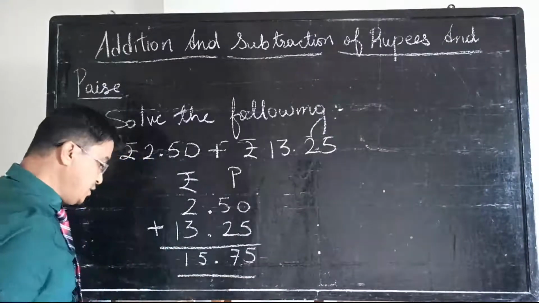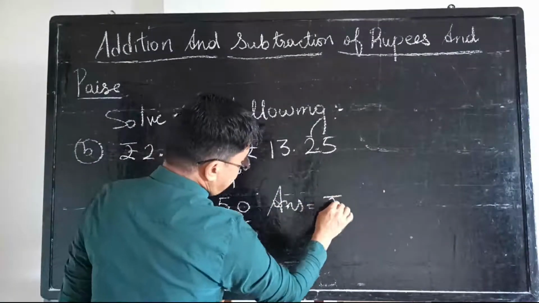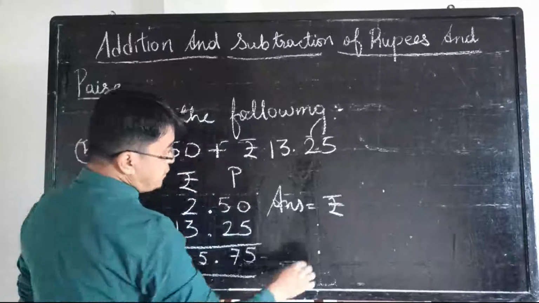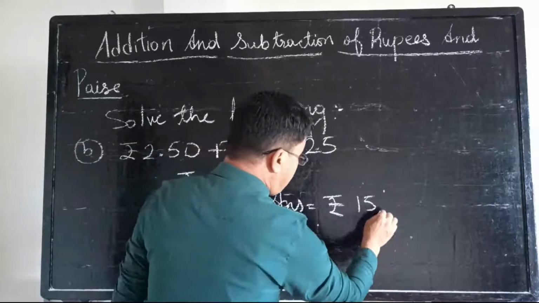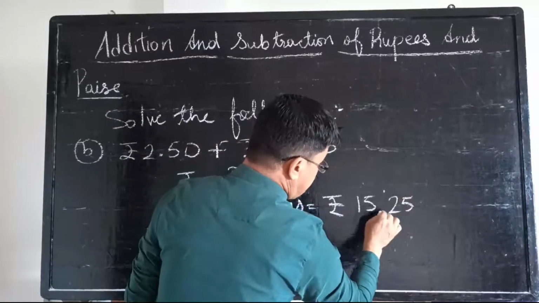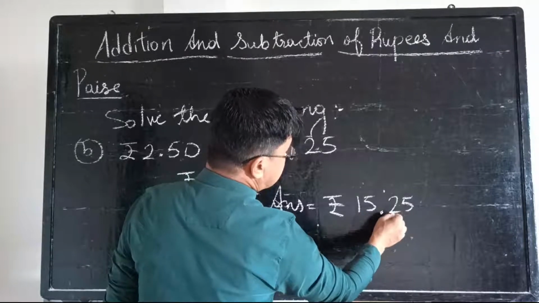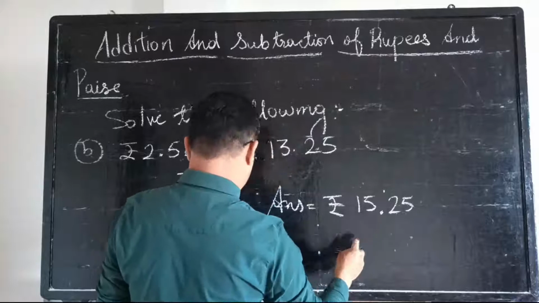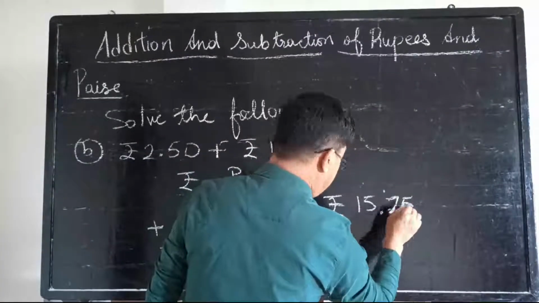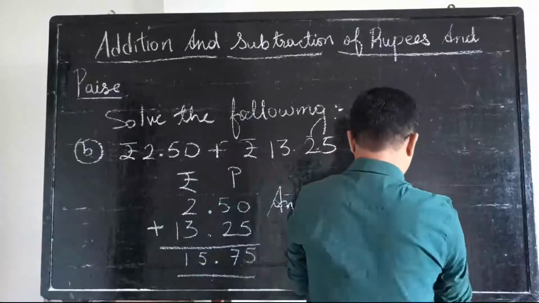So what is the answer? Answer is rupees, how many? 15. And how many paise? 25 paise. So this dot separates the rupees from the paise. After this dot is the paise. How many paise? Rupees 15 rupees. Oh, 75. Okay, this is 75.